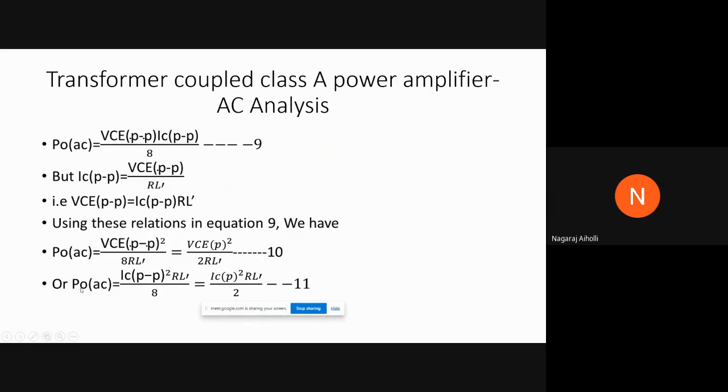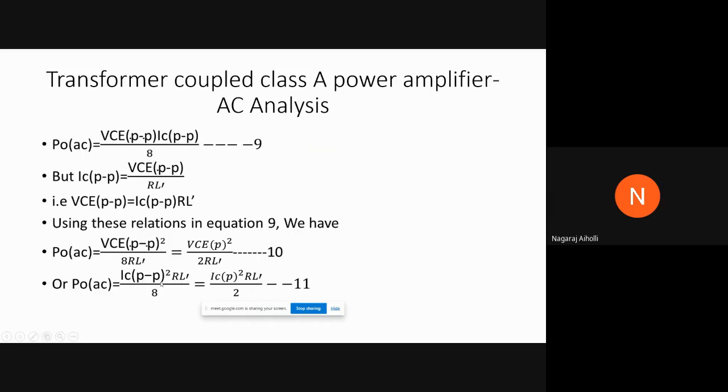That will give us P naught AC is equal to IC peak to peak square into RL dash square, divided by 8 RL dash. Therefore, 1 RL dash in the numerator will cancel with 1 RL dash in the denominator. So in the numerator, 1 RL dash will remain. Therefore, the equation will be IC peak to peak square into RL dash divided by 8.